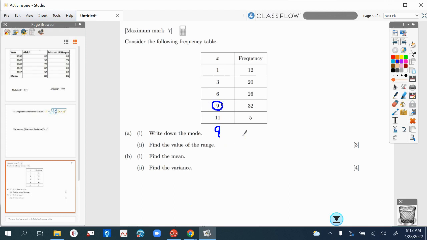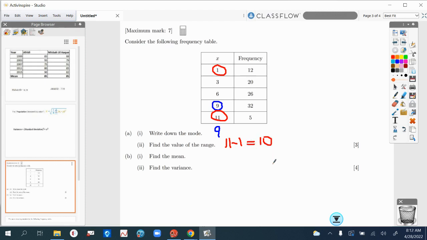Find the value of the range. Again, you're looking at the highest value minus the smallest value. So the highest value here in this data is going to be 11, and the smallest one is 1. So you're going to do 11 minus 1, which I hope we all know is 10.